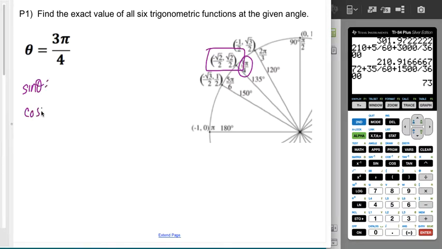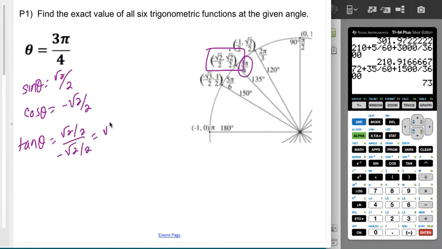So sine, cosine, and tangent, right? The sine is just going to be the y value, which is a positive √2/2. The cosine is the x value, which is a negative √2/2. And the tangent is going to be √2/2 divided by the same number, but as a negative.